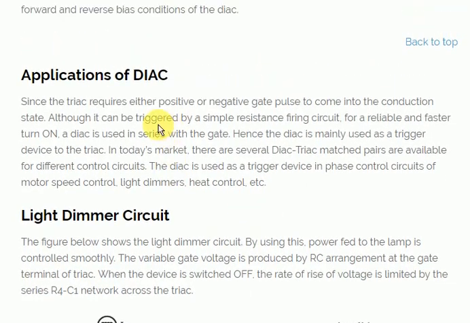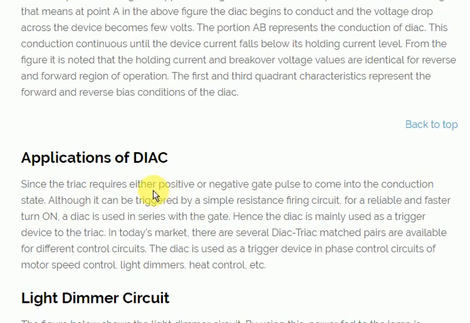Okay, applications of the diac. Since the diac requires either a positive or negative pulse to come into conduction state, it can also be triggered by a simple resistance feeding circuit for a reliable and faster turn on. The diac is used in series with the gate of a triac, hence the diac is mainly used as a trigger device for a triac. In today's market, there are several matched diac pairs available for different control circuits. The diac is used as a trigger device in phase control circuits of motor speed control, light dimmers, and heat control, etc.